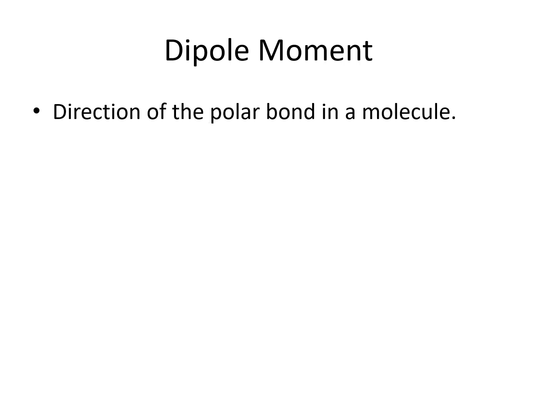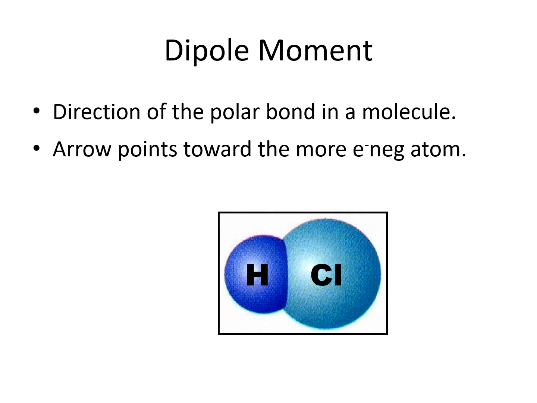So for dipole moment, it is the direction of the polar bond in the molecule. Arrow points toward the more electronegative atom. So for instance, between hydrogen and chlorine, you have to look at the electronegativity values, or a quick hint is to determine which one is closest to fluorine. Remember, fluorine is the most electronegative. So chlorine is definitely a lot closer. So we would draw our dipole moment pointing towards chlorine, leaving hydrogen slightly positive.